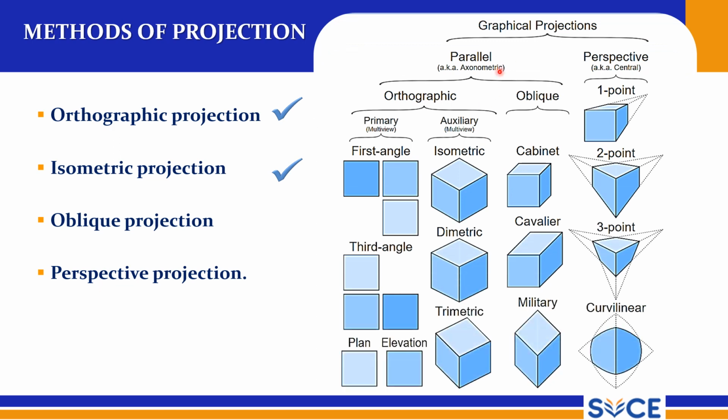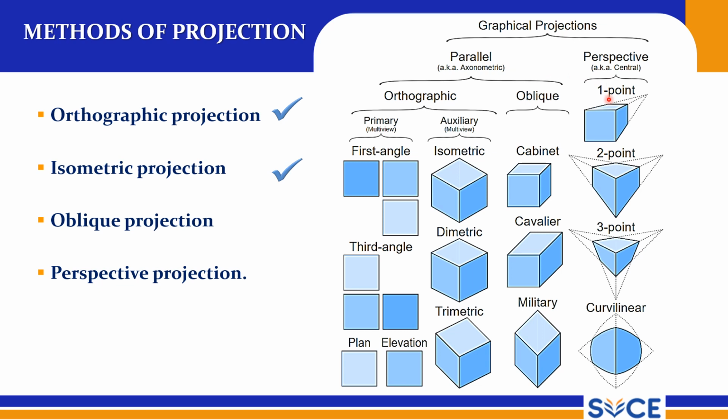So here any graphical projection can be classified under two groups. One is parallel and another one is perspective. This parallel projection is drawn with the given dimension. In perspective projection, it is the actual view. It is also known as photographic view.